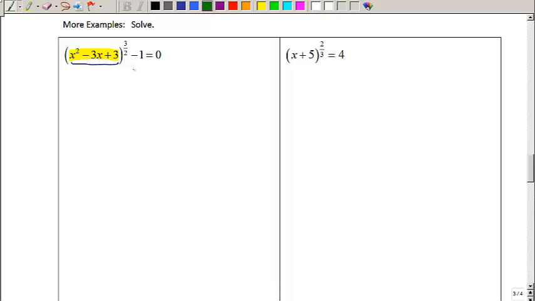So I first need to get rid of the minus 1. I'm going to add 1 to both sides. And now my expression is isolated. Next, I'm going to raise both sides to the reciprocal.